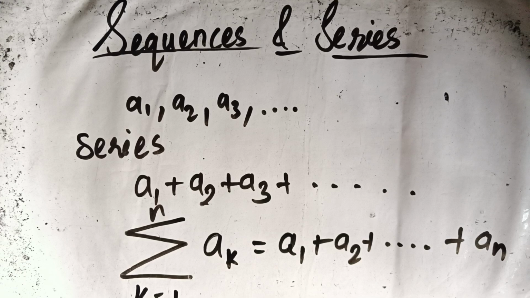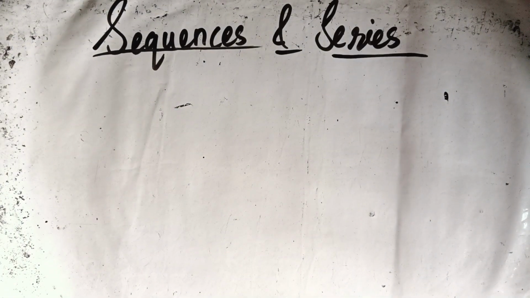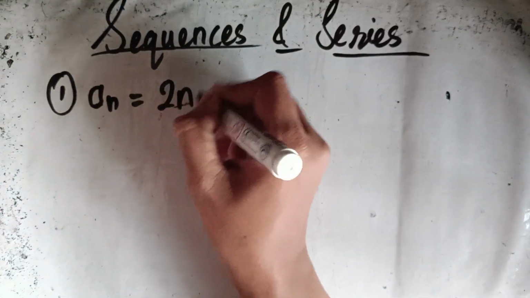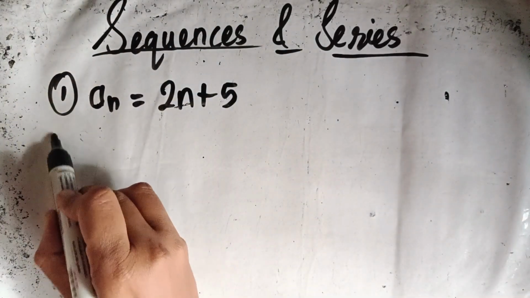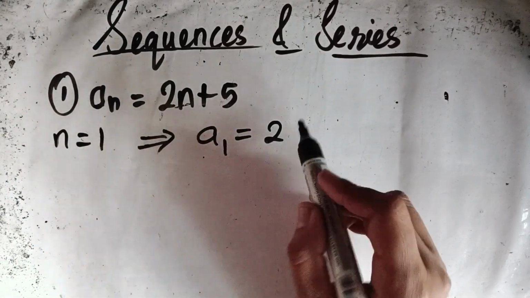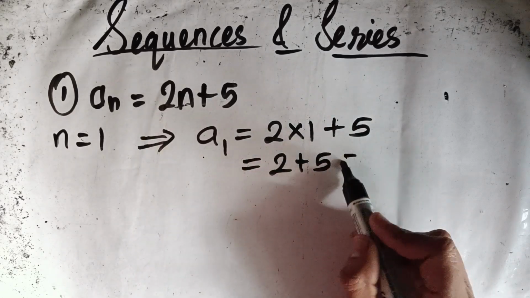Then let's see some examples. Write the first three terms in each of the following sequences defined by the following. Okay, so there are some sequences which are given, and we have to write first three terms. So an is given as 2n plus 5. So you have to start from n equal to 1. Okay, so this becomes a1. In place of n, you have to put 1. So this is 2 plus 5, 7.